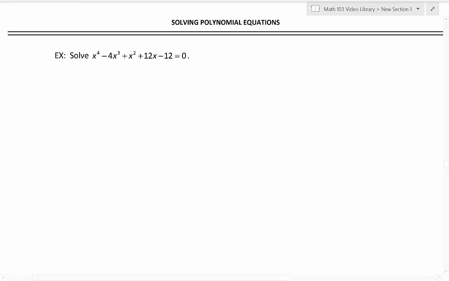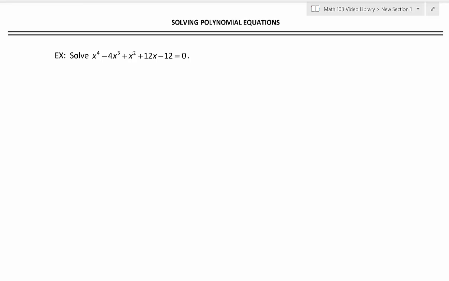In this video, we're solving high-degree polynomial equations. So let's solve x to the fourth minus 4x to the third plus x squared plus 12x minus 12 equal to 0. We're solving an equation that's equal to 0. So essentially, we're finding the zeros of the polynomial.